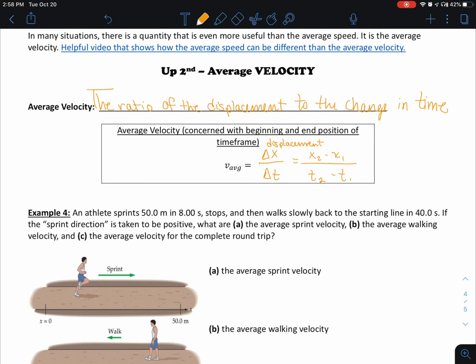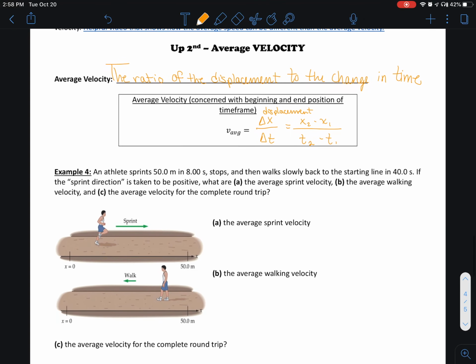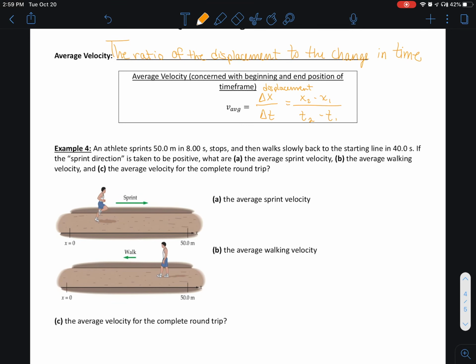All right, let's go ahead and take a look. Example 4. An athlete sprints 50 meters in 8 seconds. He stops, and then he walks slowly back to the starting line in 40 seconds. If the sprint direction is taken to be positive, what are the average sprint velocity, the average walking velocity, and the average velocity for the complete round trip?